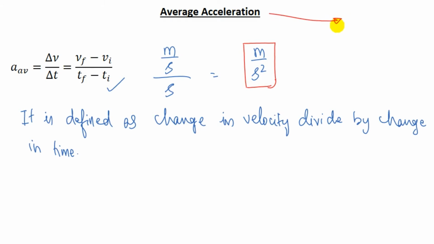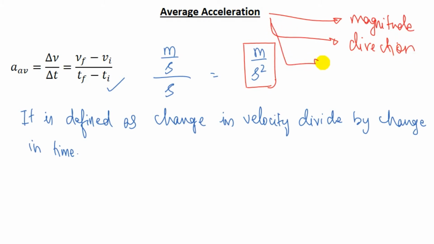Now acceleration has both magnitude and direction. Thus it is a vector quantity. Now we see that average acceleration can be positive, it can be negative, or it can be zero.